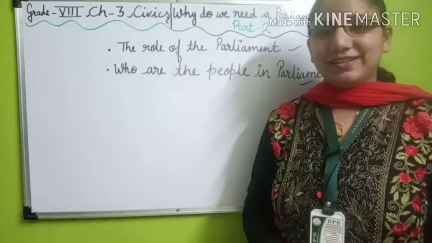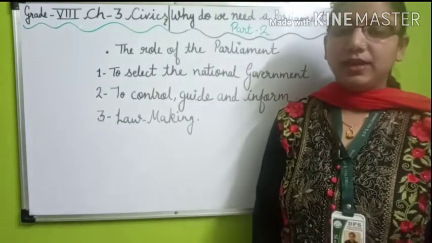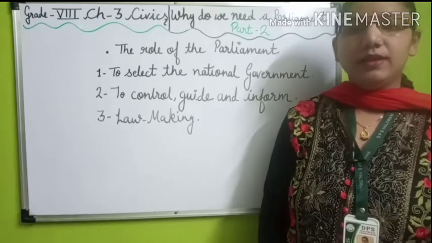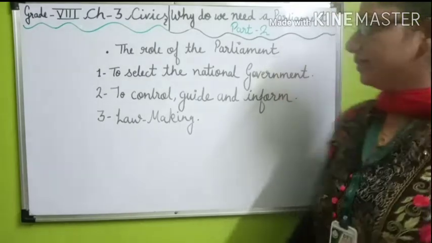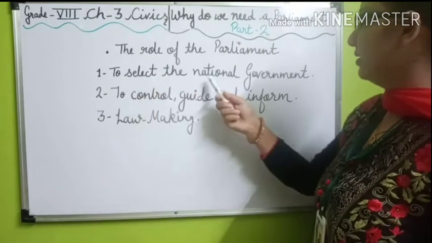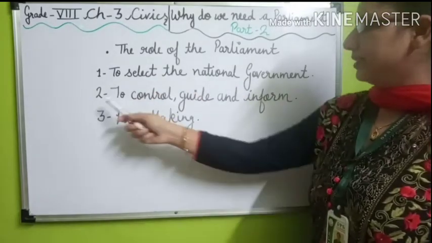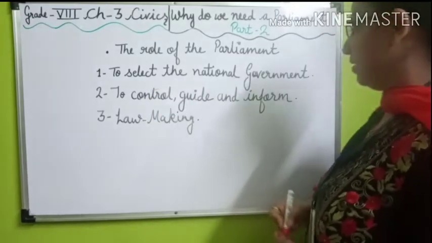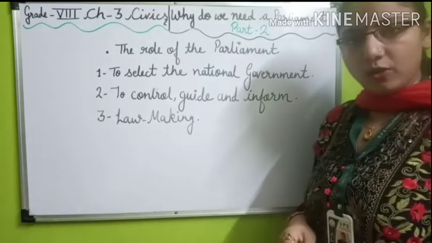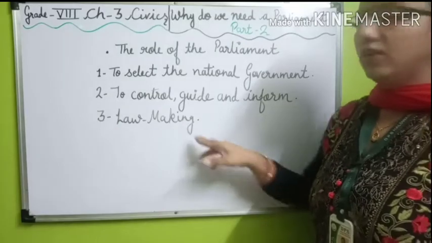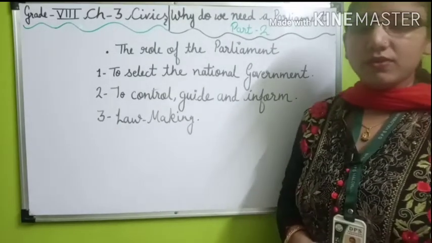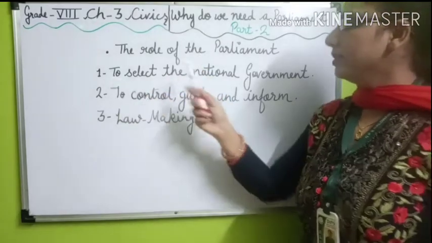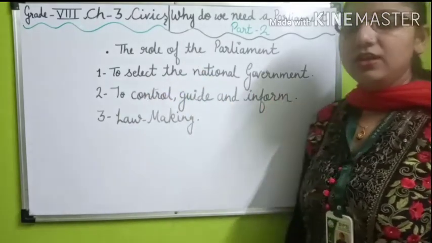So let's start. Students, there are a total of 3 types of roles presented by the parliament. First is to select the national government. Second, to control, guide and inform the government, and the third is law making. First of all, we will see the first role of the parliament, that is to select the national government.